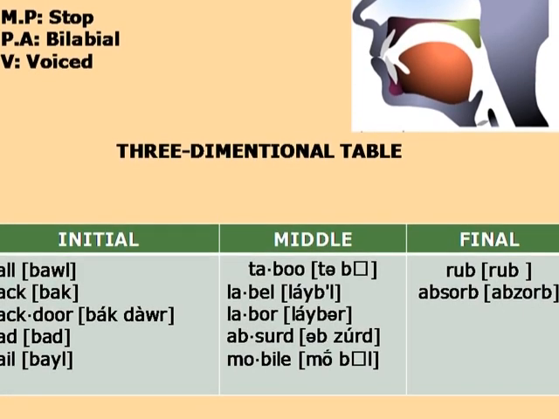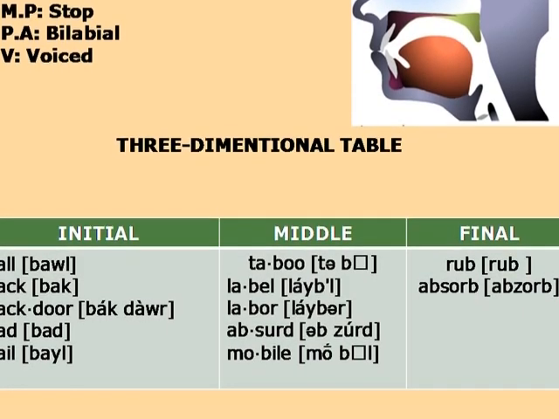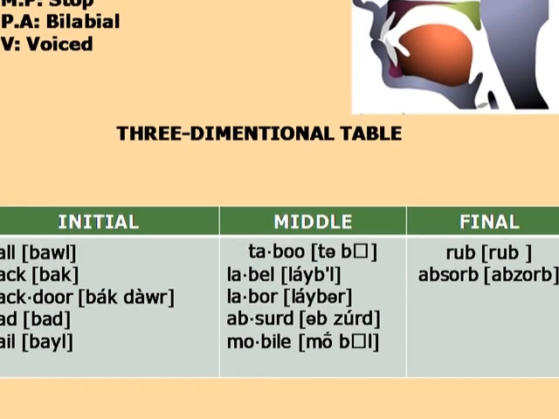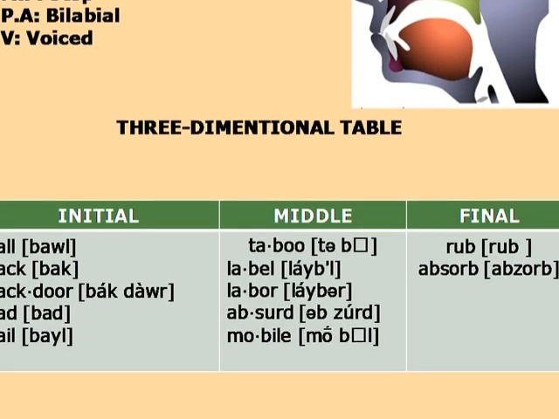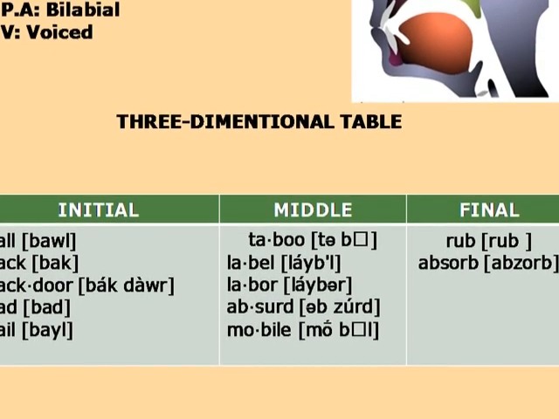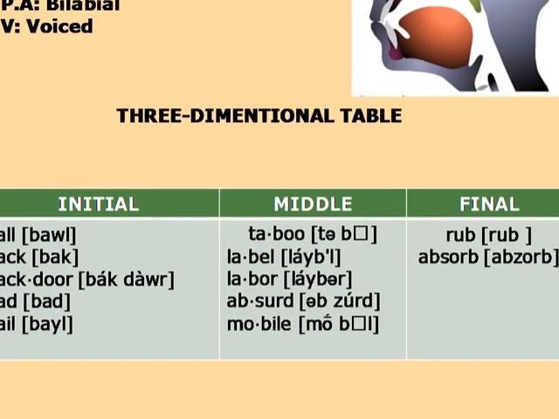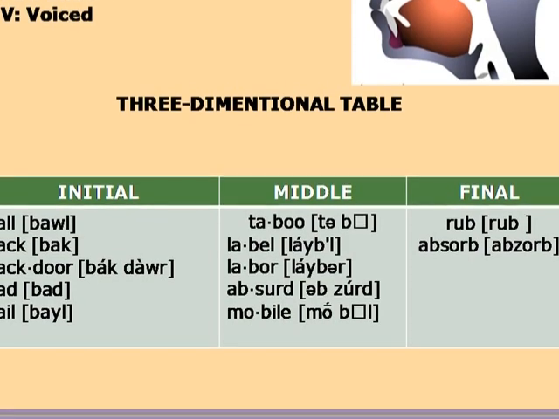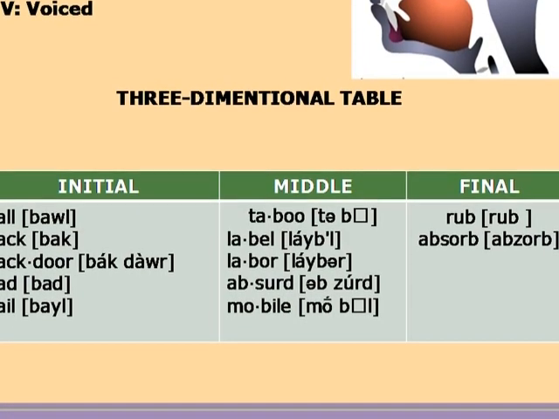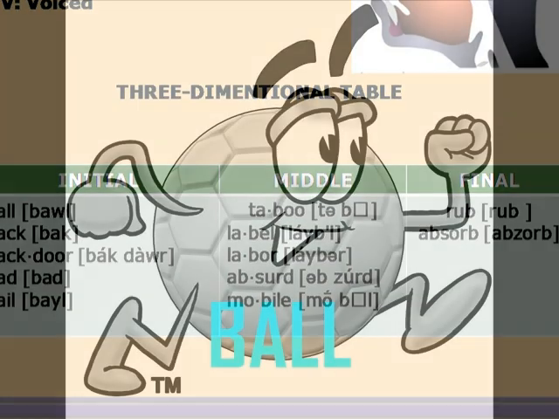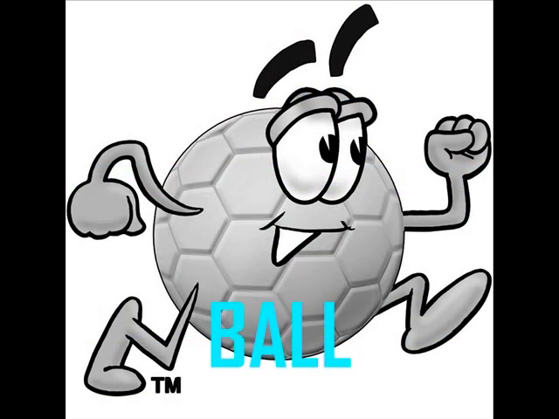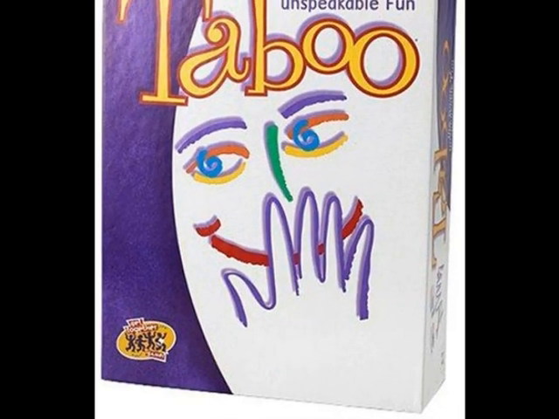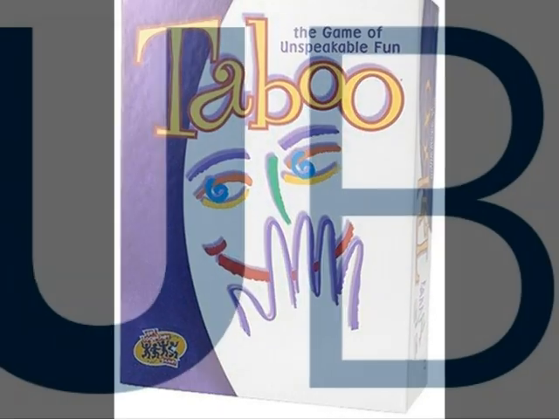Three-dimensional table. We have initial position, middle position, and final position. In initial position: ball, back, door, bat, veil. In middle position: taboo, label, labor, absurd, mobile. In final position: roof, absorb. Examples: ball, taboo, rap.